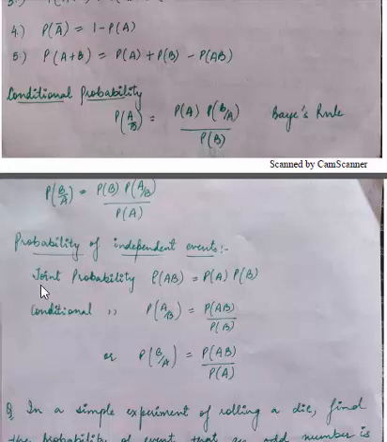So the first one is joint probability, that is, probability of A comma B, or AB, is equal to probability of A into probability of B. And the second one is conditional probability, that is, probability of A given B is equal to probability of AB divided by probability of B, or probability of B given A is equal to probability of AB divided by probability of A.